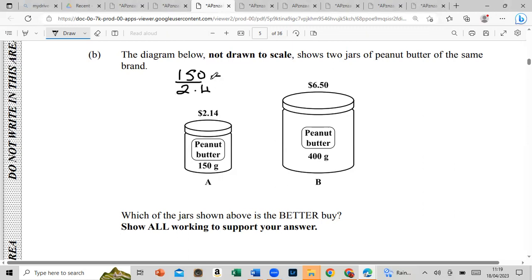Let me check on my calculator. Same thing. So it's 400 divided by $6.50. Like what now, guys? We're not dealing with money. Let's see what this works out to. Put that in my calculator right now.